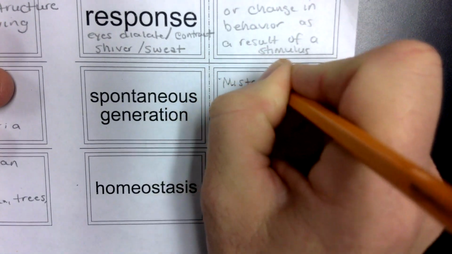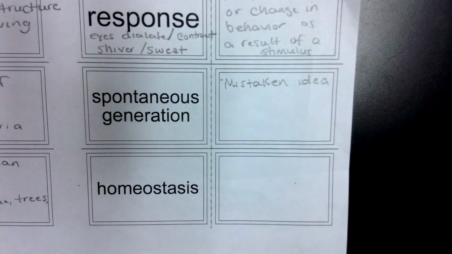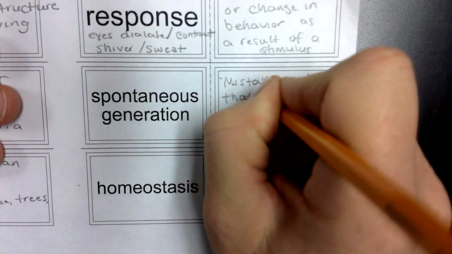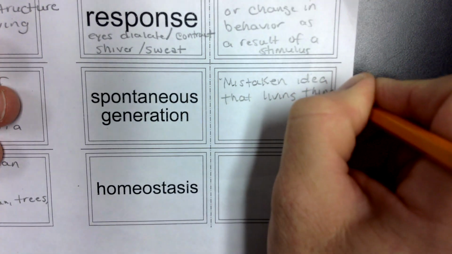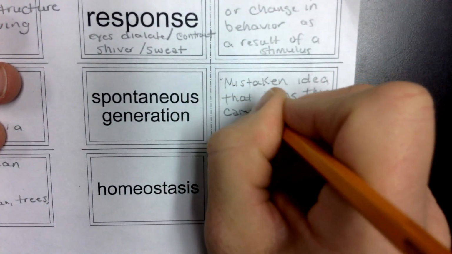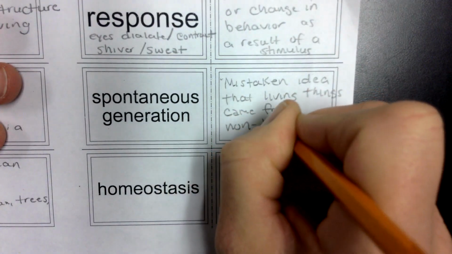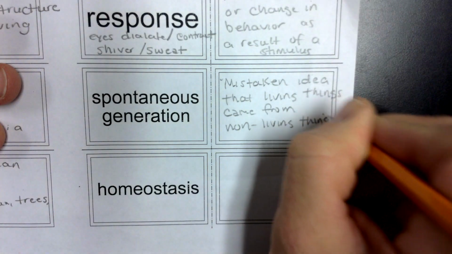I want you to write this mistaken idea, what I call fake news, that living things came from non-living things. That living things came from non-living things.